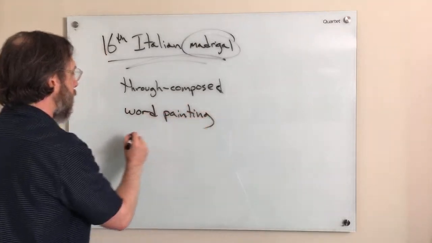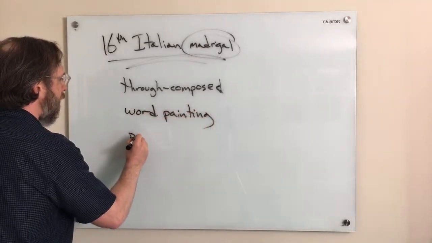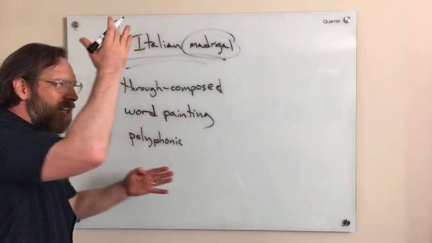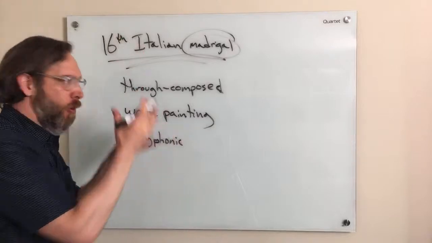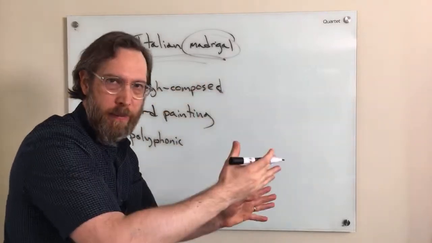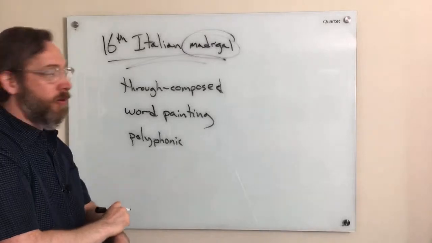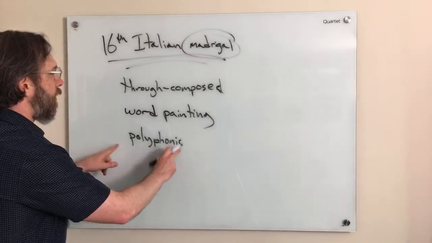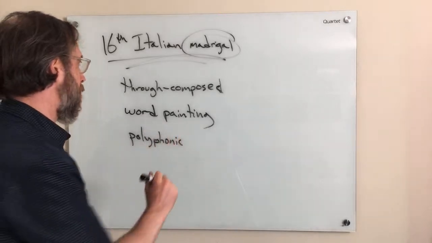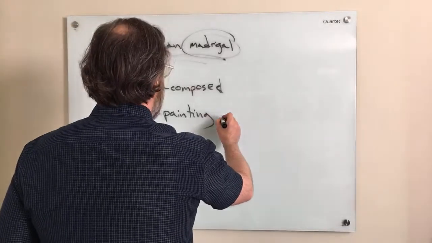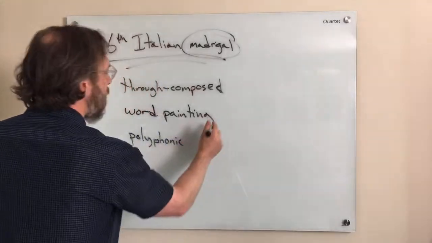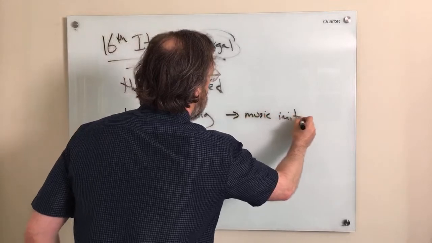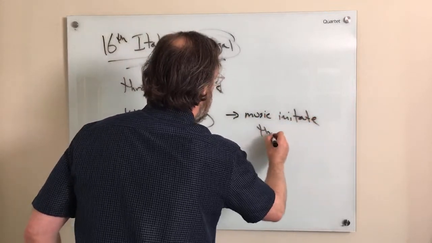Now, the other thing to keep in mind is that this was essentially a polyphonic style, so multiple melodies, and not as much concern given to harmony moving to harmony. That's more of what's invented in the Baroque era. So we're dealing primarily with a polyphonic model and word painting. So how did they do it? What would happen is that the music would imitate the words.